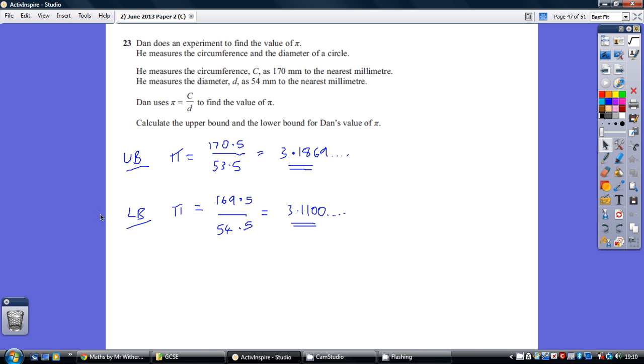Now, lower bound is the other way around. Pi's got to be as small as possible, so this time the top bit, c, has to be as small as possible, whereas d has to be as big as possible. So c can be as small as 169.5 and still round to 170, and d can be as big as 54.5 and still round down effectively to 54. As I said, it is really 54.49 recurring, but for bound questions we say 54.5. So that is the lowest value that pi can be.